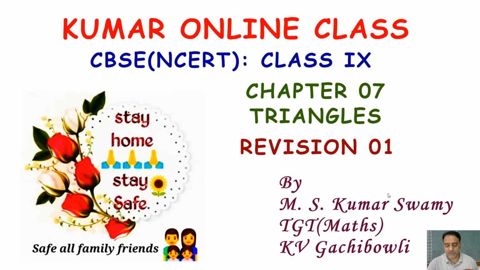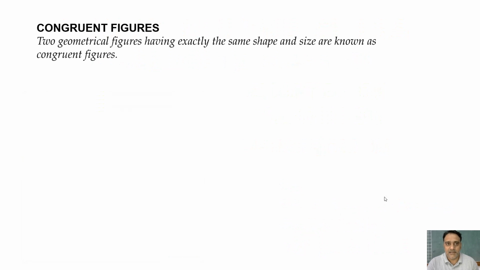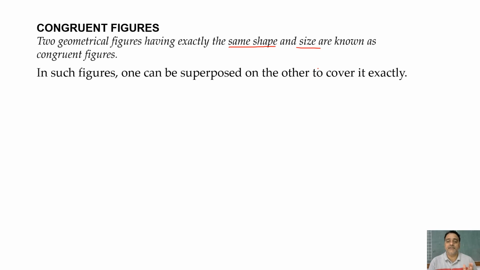So today we are going to start revision number 1 of chapter number 7, triangles. Let us start with the first topic, congruent figures. Two geometrical figures having exactly the same shape and size are known as congruent figures. Shape should be the same and size should also be the same. And in such figures, one can be superposed on the other to cover it exactly.